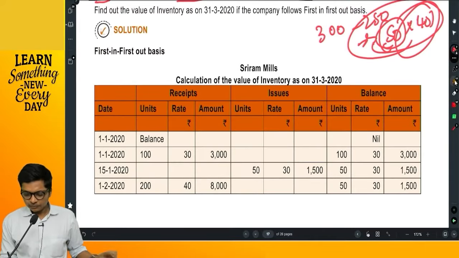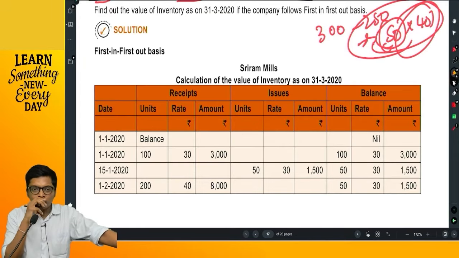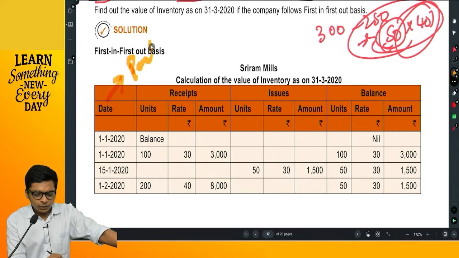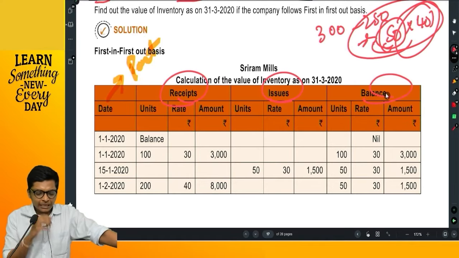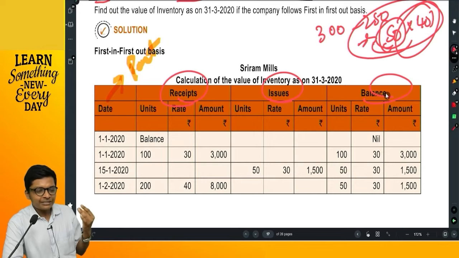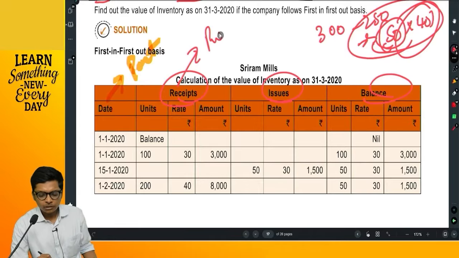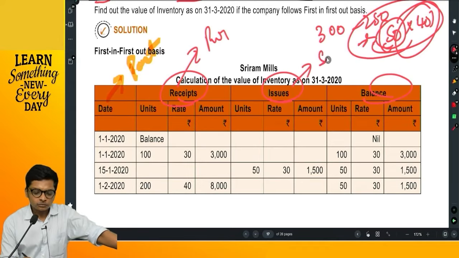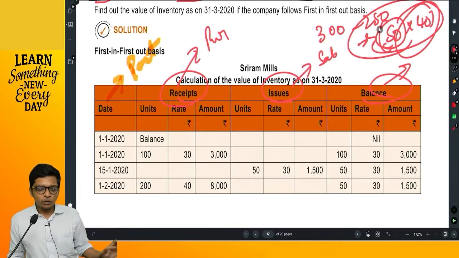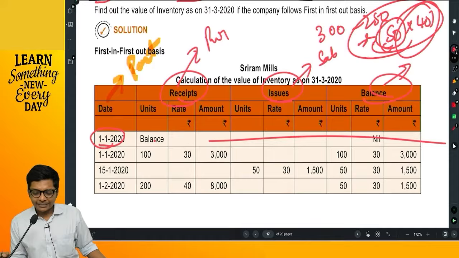Okay, so what he's saying, if you look at this, it's a 10 column table with particulars followed by receipts, issues, balance. Under receipts you will have units, rate, amount. Receipts is purchases, issues are sales or any kind of consumption, balance is leftover. After each issue or purchase, you have to fill this. First, opening balance is nil, balance 0, nothing is there.